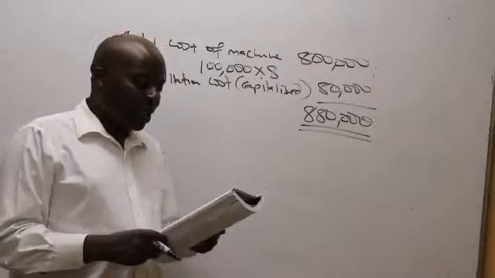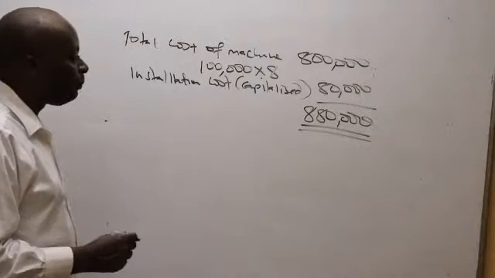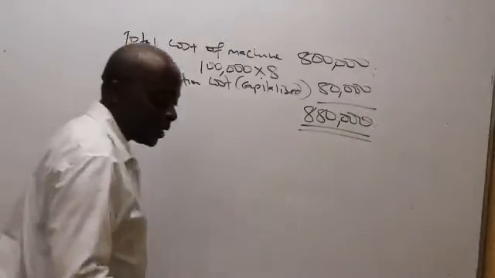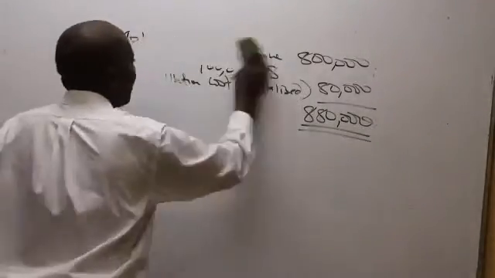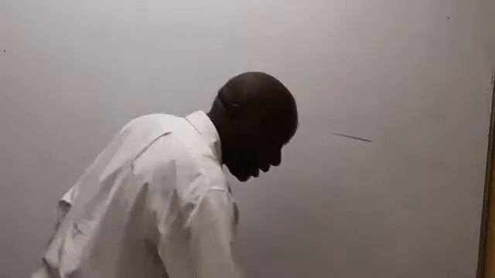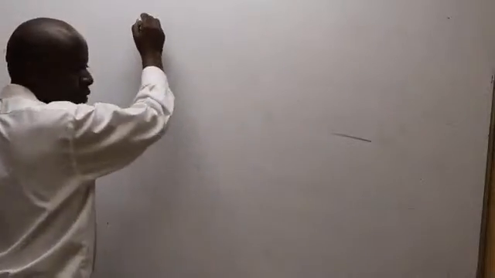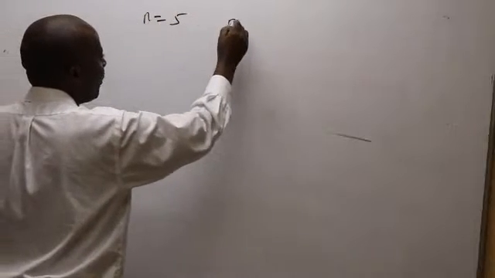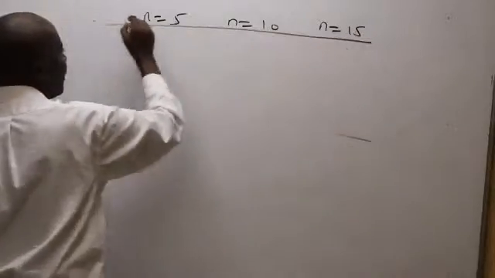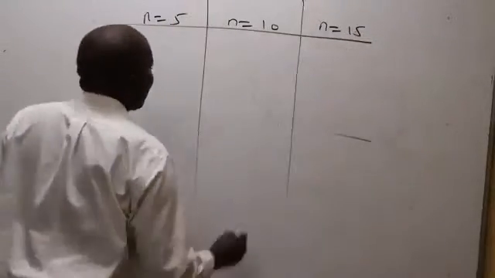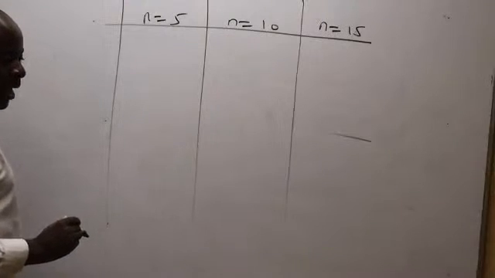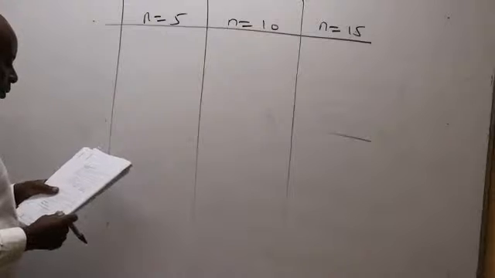So basically, I can see 3 useful lives. The first useful life being proposed there is n being equal to 5, n being equal to 10, and then n being equal to 15. This is what has been proposed there. I'll do 3 columns, right?